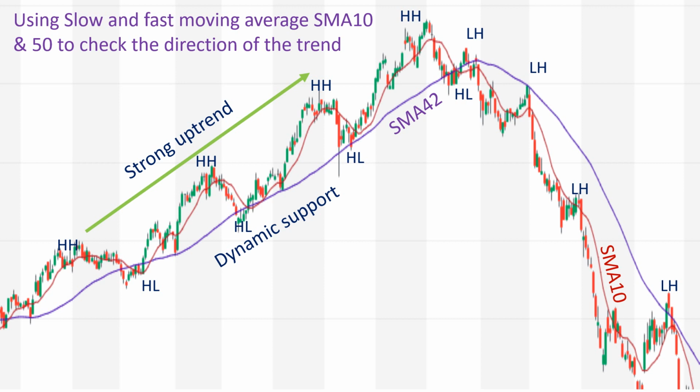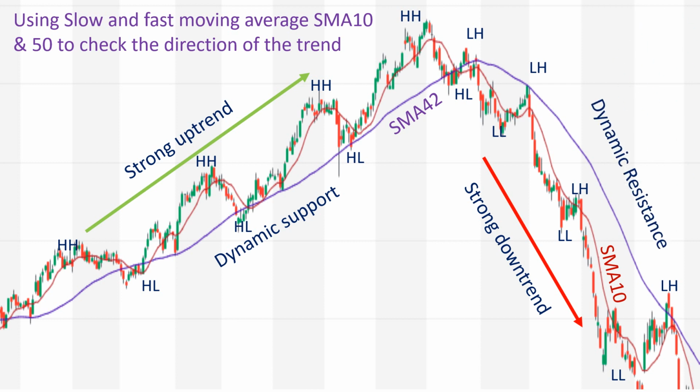Here again, the trend is making lower high and lower low, and this is the characteristic of a strong downtrend when the price is below the fast moving average SMA 10 and both of them are below the slow moving average SMA 42. That is the sign of a strong downtrend and the two moving averages are considered as dynamic resistance.